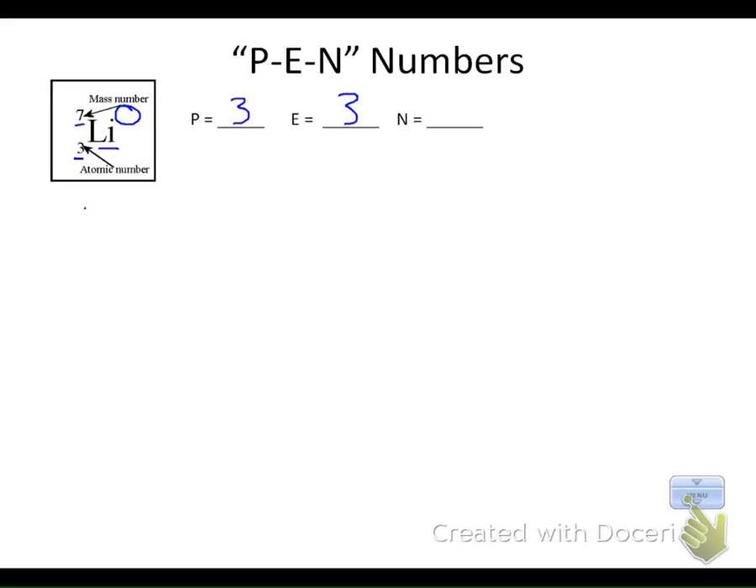And then we get the number of neutrons from a quick formula that is going to be mass number minus atomic number. 7 minus 3 equals 4. There's 4 neutrons in lithium 7.